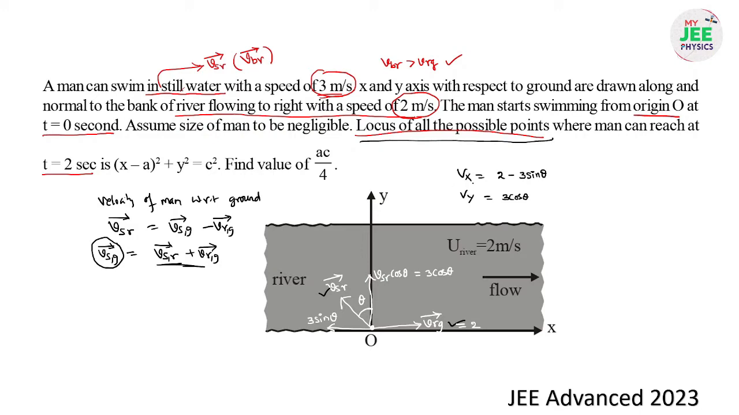Now we require the locus of points, means x and y coordinates we require. So how to get the x and y coordinates? You can find out easily now, because as these are constant velocities, I can write down the displacement along the x is equal to velocity along the x-axis into time. Time is given 2 seconds. So velocity along the x-axis is given, which is 2 minus 3 cos theta, into time is 2 seconds. Then x value I'll get 4 minus 6 cos theta.